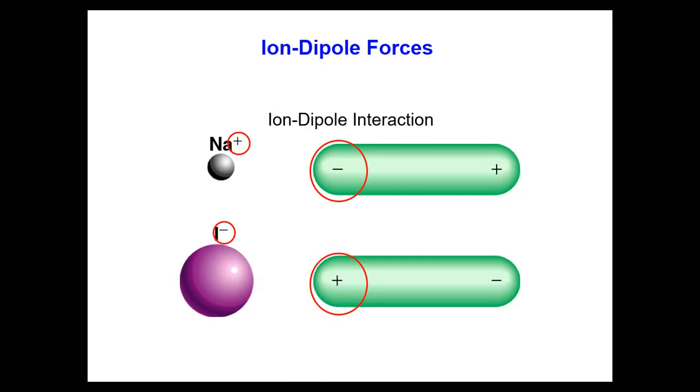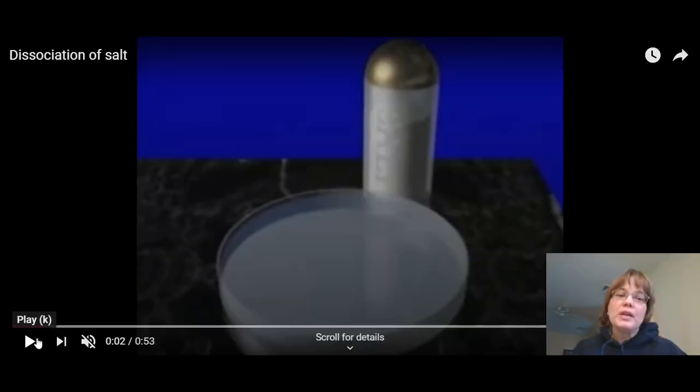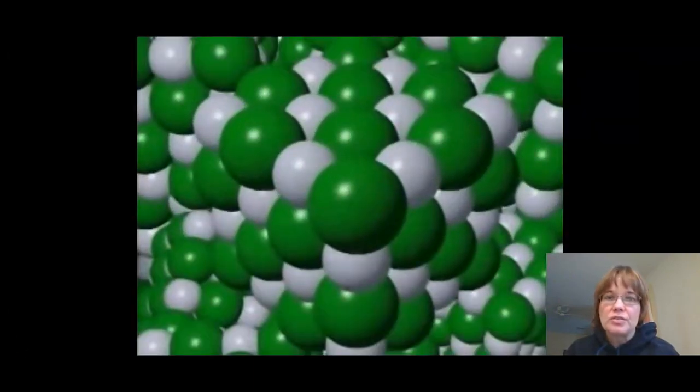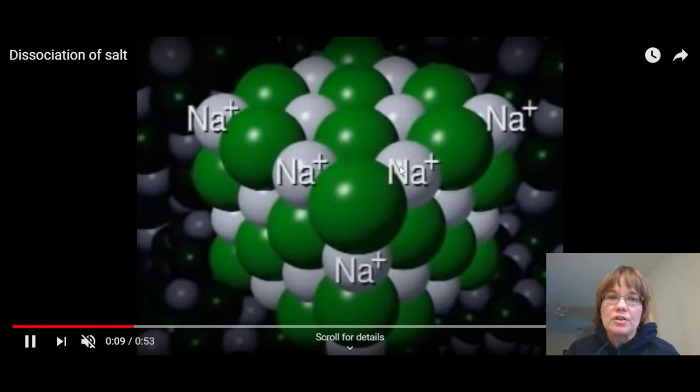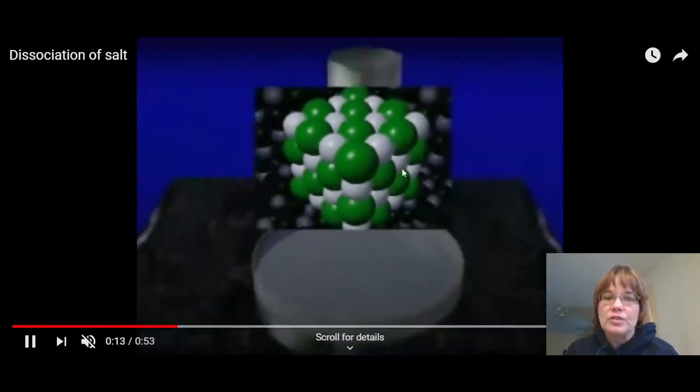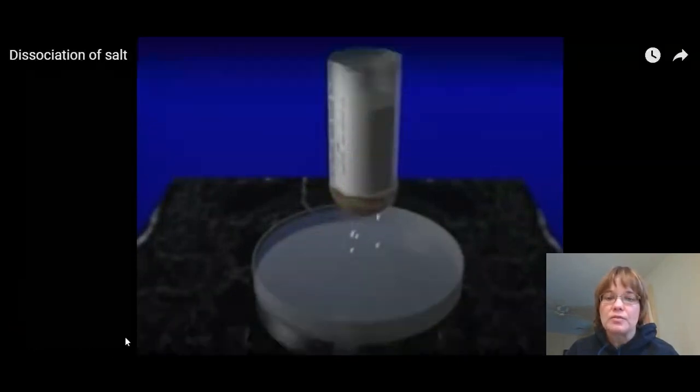Okay, so I'm going to stop sharing for a minute and pull up the video. What I want to show you with this simulation is the dissociation of sodium chloride, or table salt, in water and how the intermolecular forces help facilitate this. In this simulation, this is sodium chloride. The green ions are your chlorine ions. The white ions are your sodium ions. Chlorine ions are larger because they're negative. Sodium ions are smaller because they're positive.